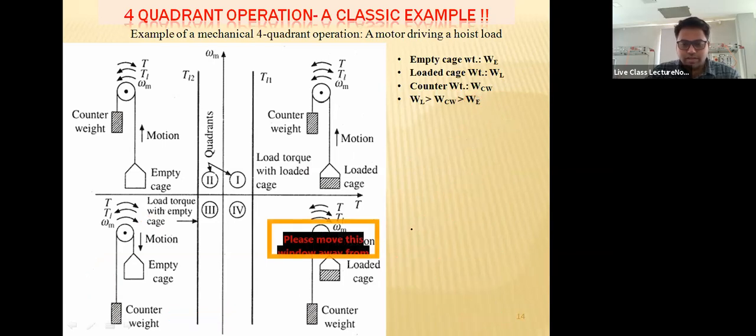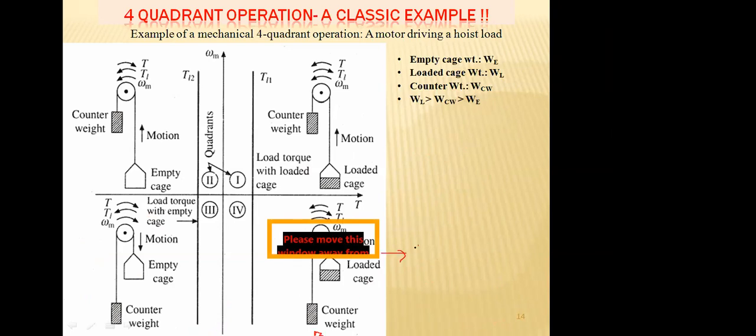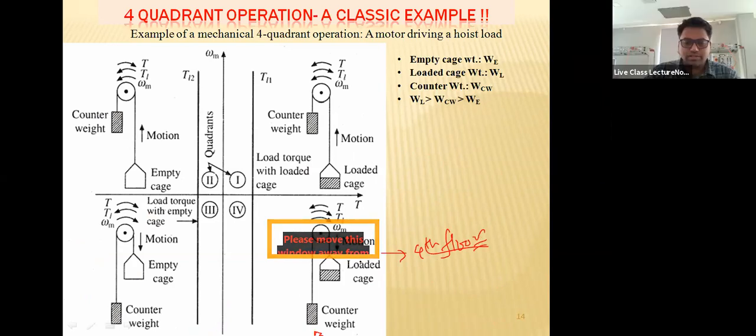Now coming to the last one, where you have a loaded cage on the fourth floor. After the class, some students are in the loaded cage and they want to go down to the ground floor. Mostly this is the case at 5 p.m. People on the fourth floor, they want to go down, right? So what is this case like? So where is the load torque?